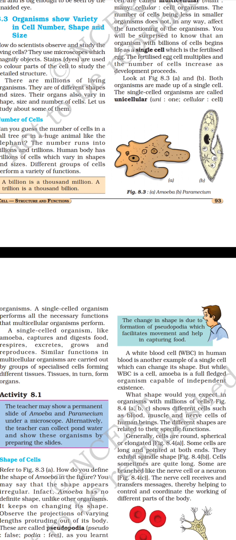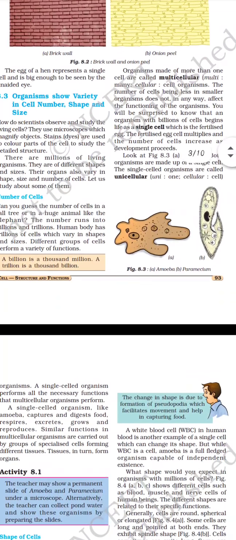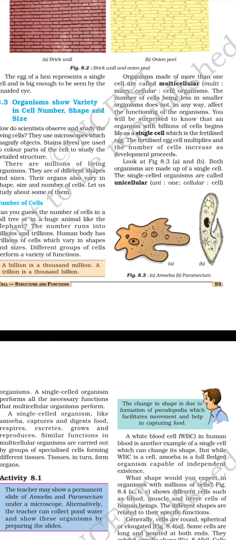Here two figures are given below. The first one is amoeba and the second one is paramecium. According to the figure, you can see that both organisms have a single cell, so they can be said to be unicellular organisms. And organisms that have more than one cell, that is billions and trillions of cells, are named multicellular organisms.